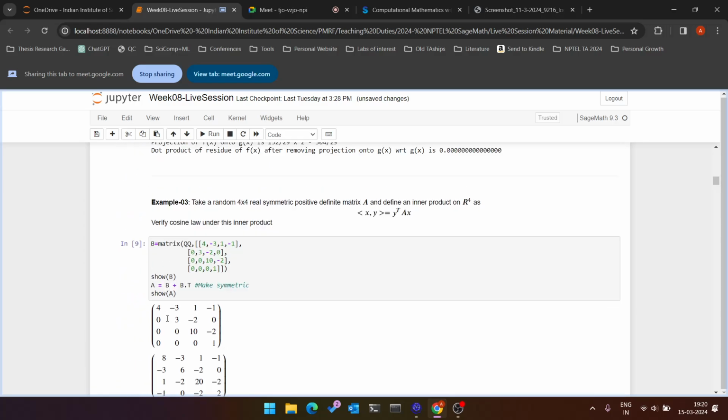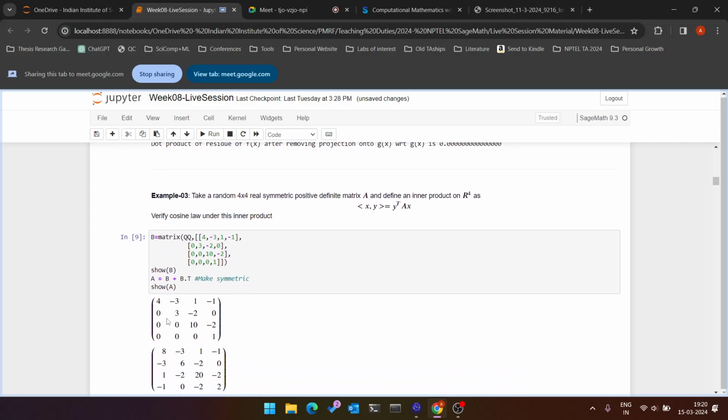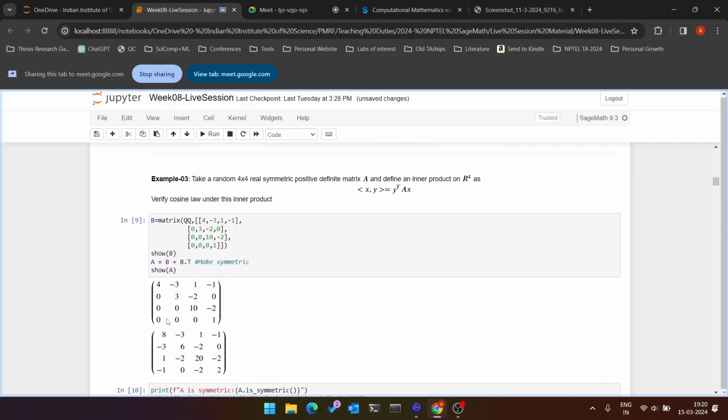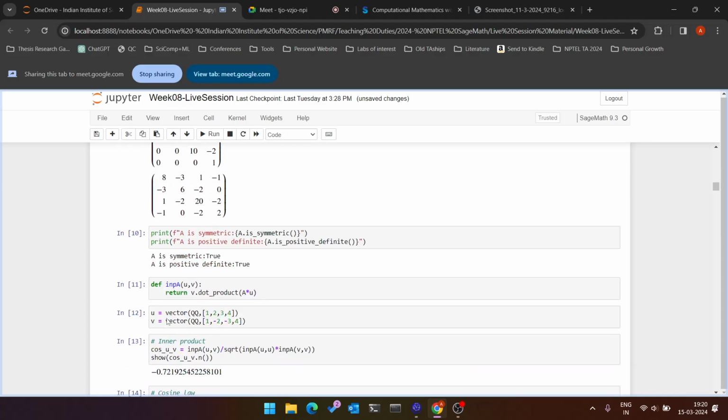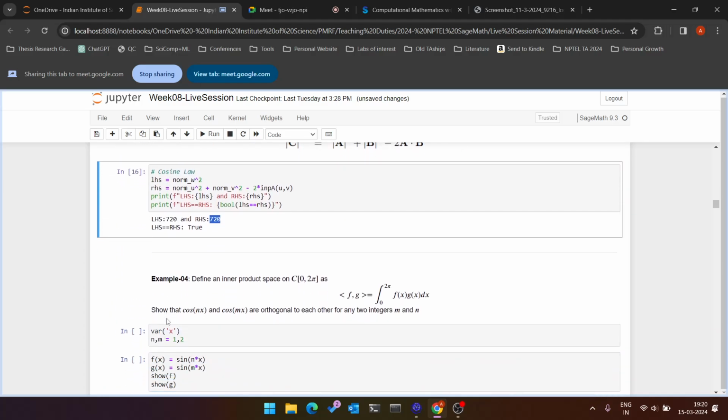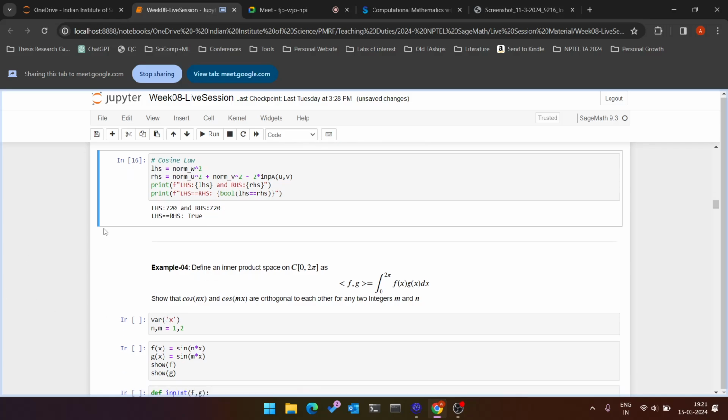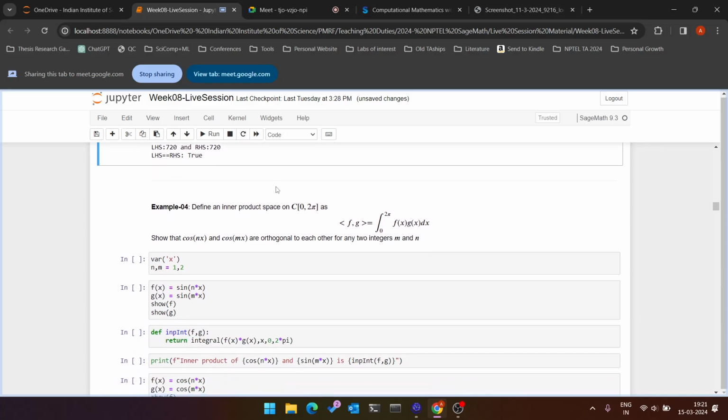Okay, so any doubts in this example? Okay, if this is clear, we'll move to the next example.